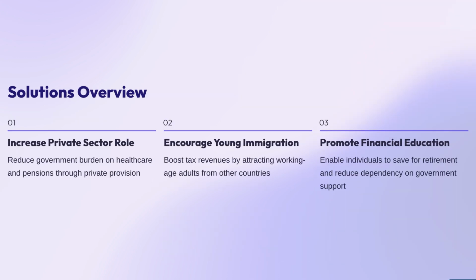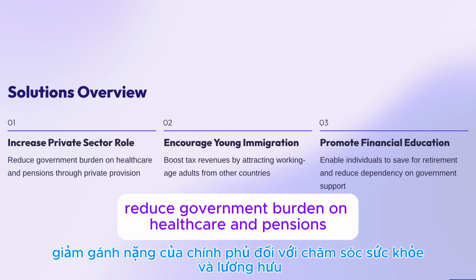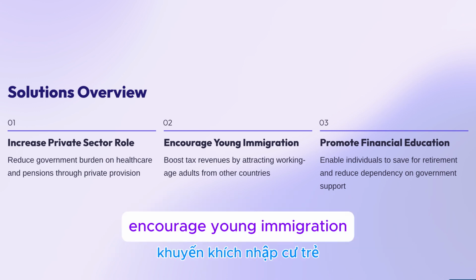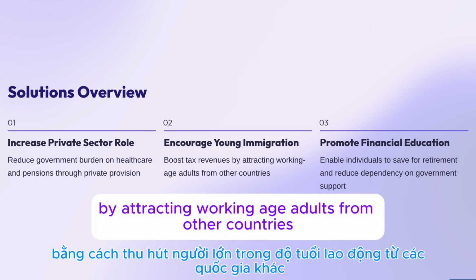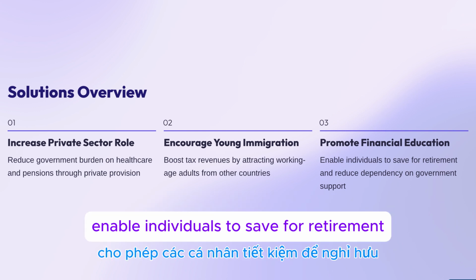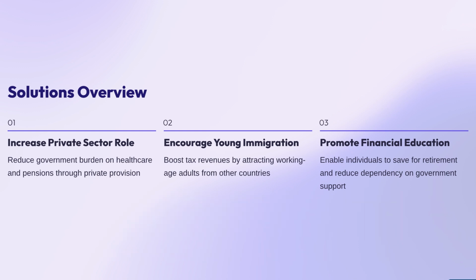Solutions overview. Increase private sector role. Reduce government burden on healthcare and pensions through private provision. Encourage young immigration. Boost tax revenues by attracting working-age adults from other countries. Promote financial education and retirement planning. Enable individuals to save for retirement and reduce dependency on government support.